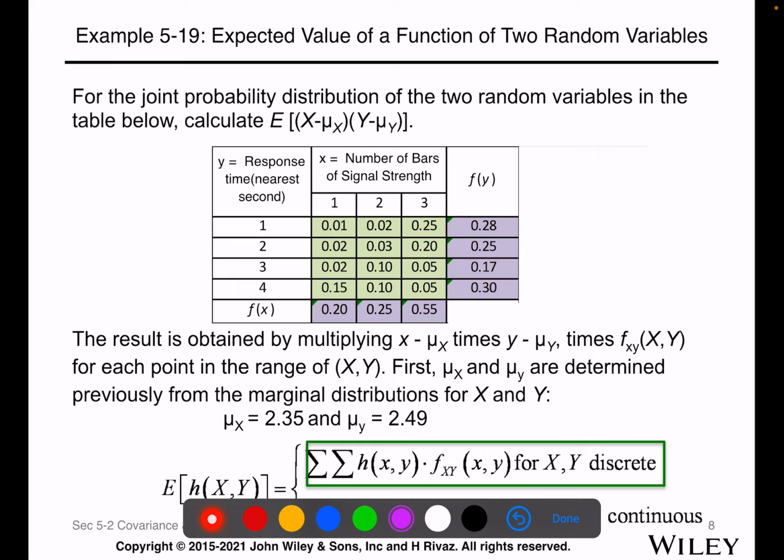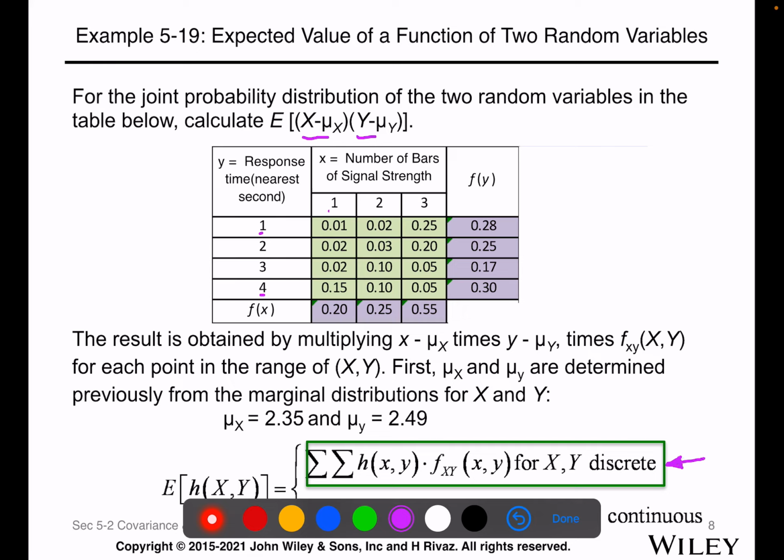I think we did this example before. Did we? Exactly for the same thing. So basically we have a cell phone with 1, 2, or 3 bars, and the response time, which is 1, 2, 3, or 4 seconds. And the question wants us to calculate the expected value of (x minus mean of x) times (y minus mean of y). So this is our function. The equation is here, so I want to use this equation to calculate this expected value.